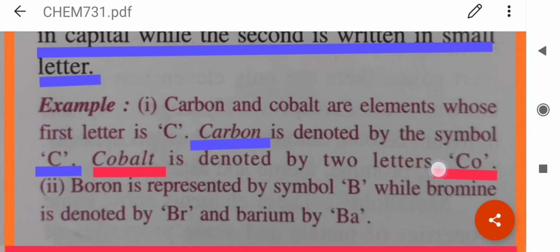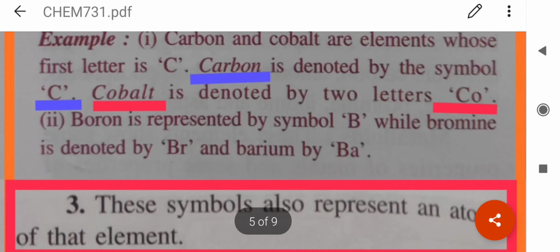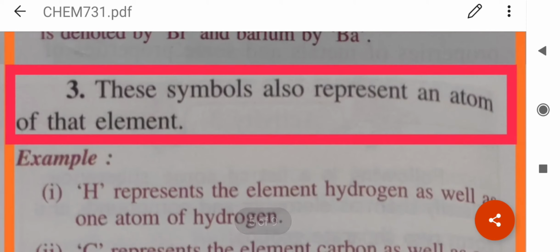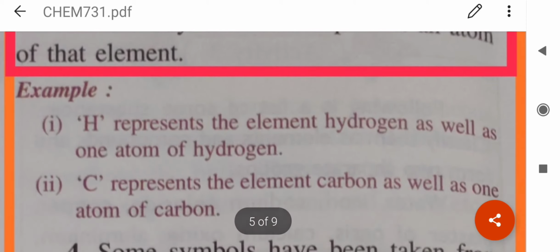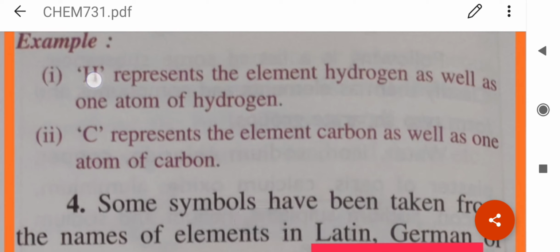But what did you see here? The first letter is capital but the second letter is small. Similarly, boron is represented by capital B, but bromine is denoted by Br, r is small. Barium by Ba, capital B, small a. Please keep this in mind. These symbols also represent an atom of an element. For example, H represents the element hydrogen as well as one atom of hydrogen.